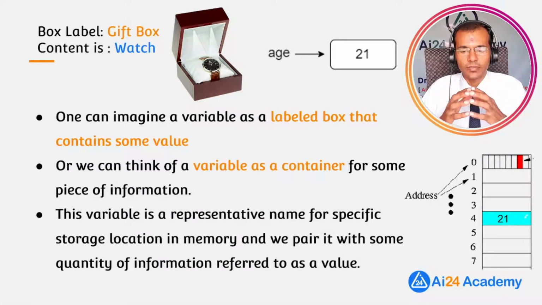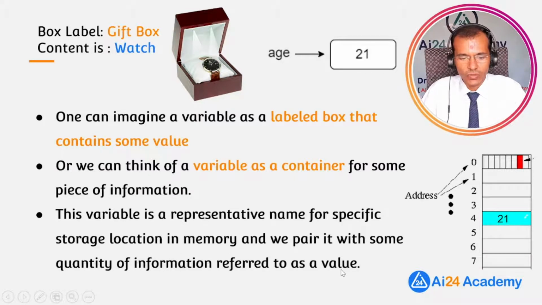This variable is a representative name for a specific storage location in memory, and we can pair it with some quantity of information referred to as a value. Over here we can see that age is a label and 21 is a value contained within the symbolic name age, and here we can see that 21 is stored in memory, right? So this variable name is a representative name for a specific memory location, that is the memory location at address 4, and 21 is stored at this particular memory location.